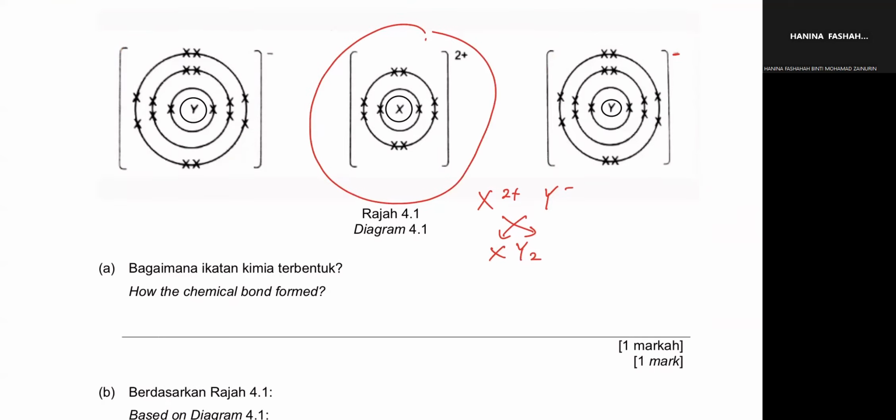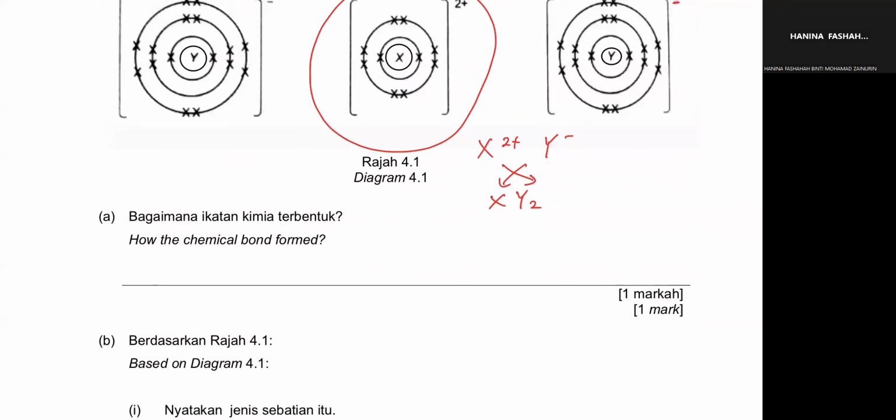So how does the chemical bond form? This is basically ionic. So how does ionic form? Can explain? Chemical bonds are formed when electrons are transferred. Ionic means involving donating and receiving electrons, transferring electrons.